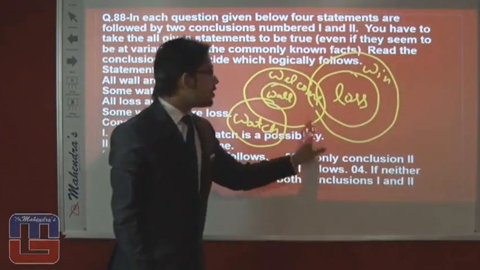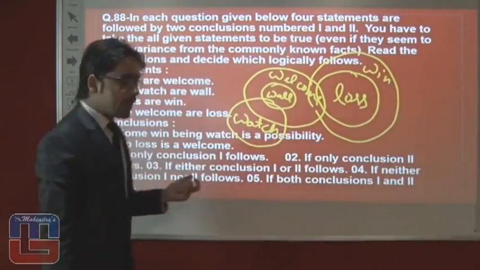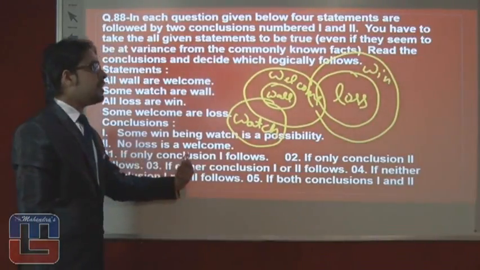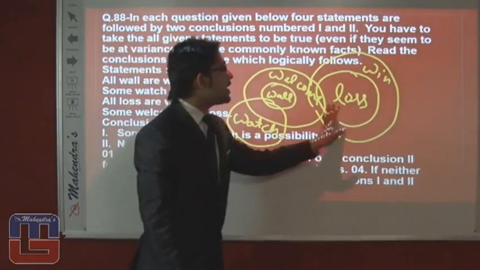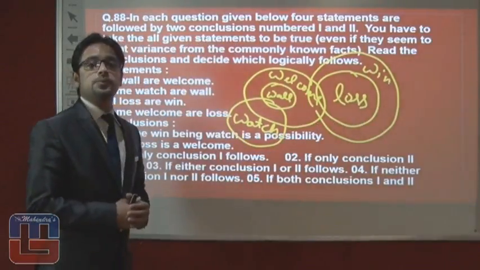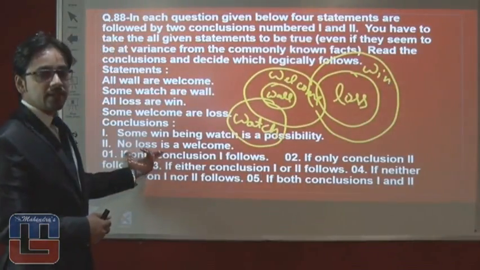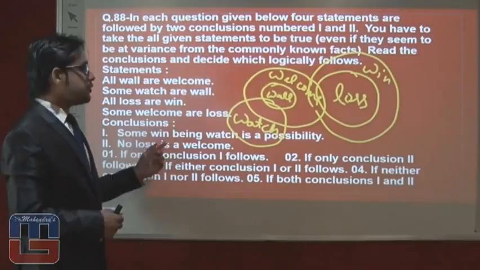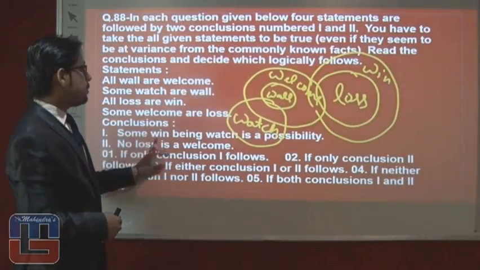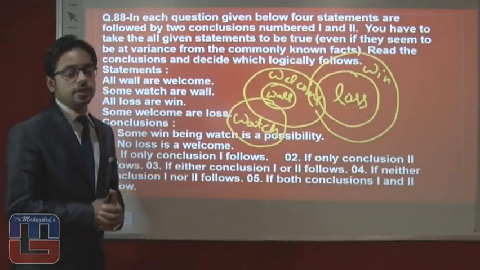There is a positive relation in all this statement, but no relation between watch and loss. Examiner wants to know that there is a negative relation between loss and welcome. We cannot say there is a negative relation between welcome and wall. If statement is positive, so answer will be positive. Conclusion over here is written in negative sense, so this conclusion will be considered negative, that is false. So right answer of this question will be option number first, which states only conclusion first is followed.